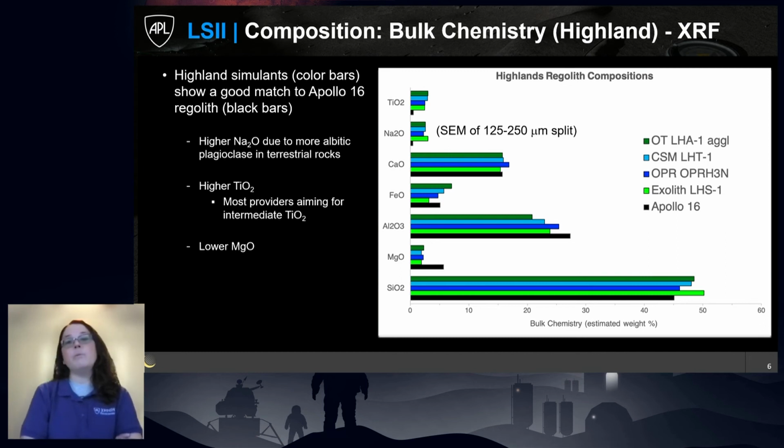And this is the bulk chemistry we got for the Highlands simulants, which are shown in the color bars. And I'm comparing them to an Apollo 16 Highland Regolith shown by the black bars. You can see that they have a higher sodium content. We used SEM data of the 125 to 250 micron split to get that data. They also have a higher titanium content that'll make more sense when we talk about the Mare simulants. And they have a lower magnesium content. Next slide, please.